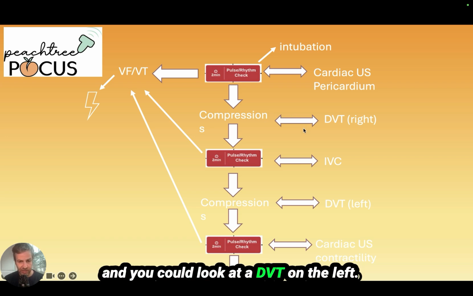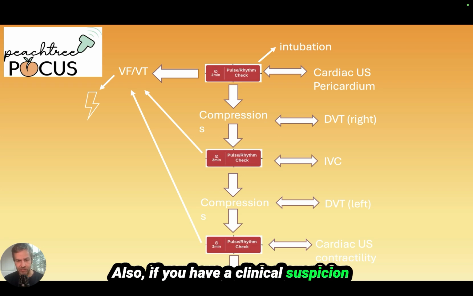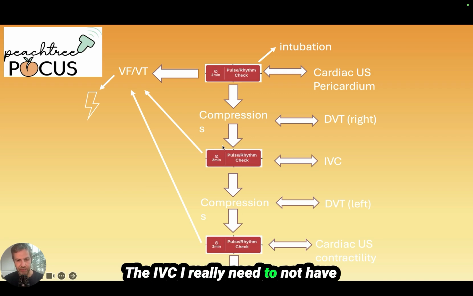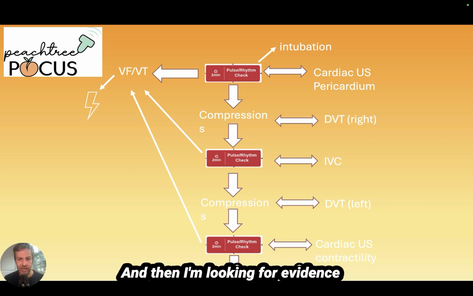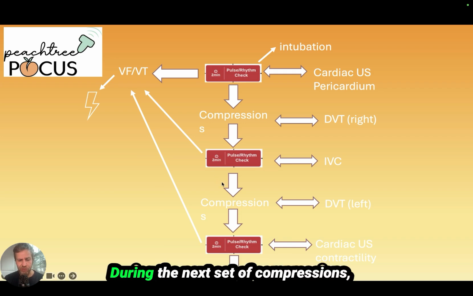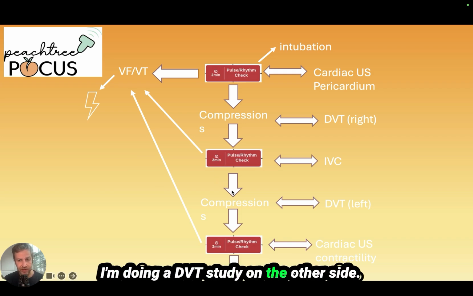And you can look at a DVT on the left also if you have a clinical suspicion of DVT one way or another. But this is just a standard algorithm. Then during the next pulse check, I'm looking at the IVC. I really need to not have cardiac compressions going on in order to look at the IVC. And then I'm looking for evidence of hypovolemia in order to know if I should give fluids. During the next set of compressions, I'm doing a DVT study on the other side.